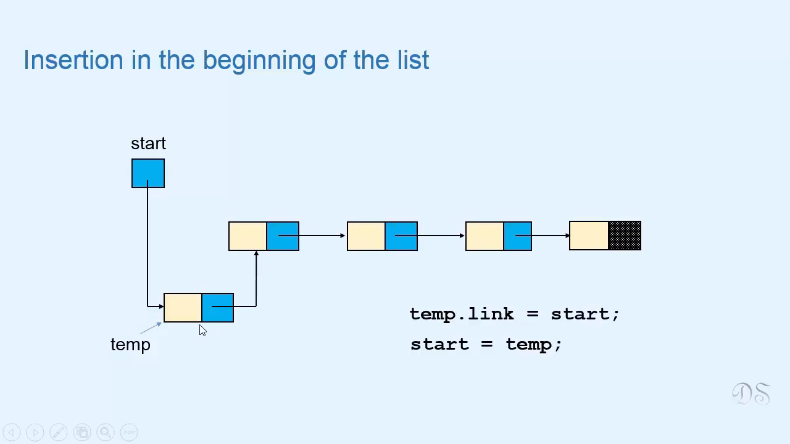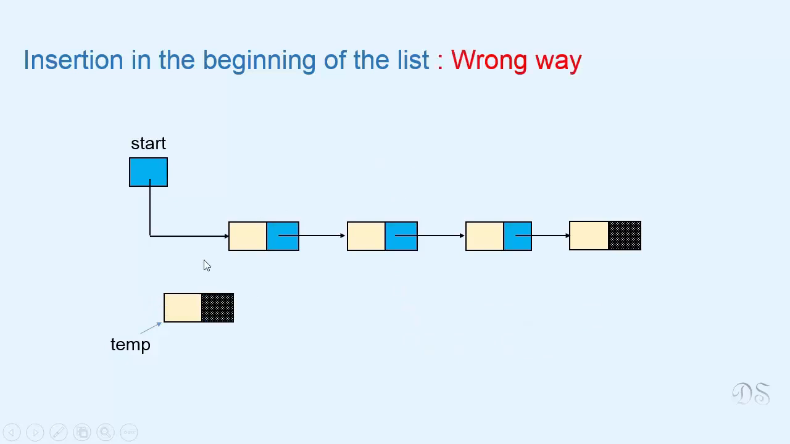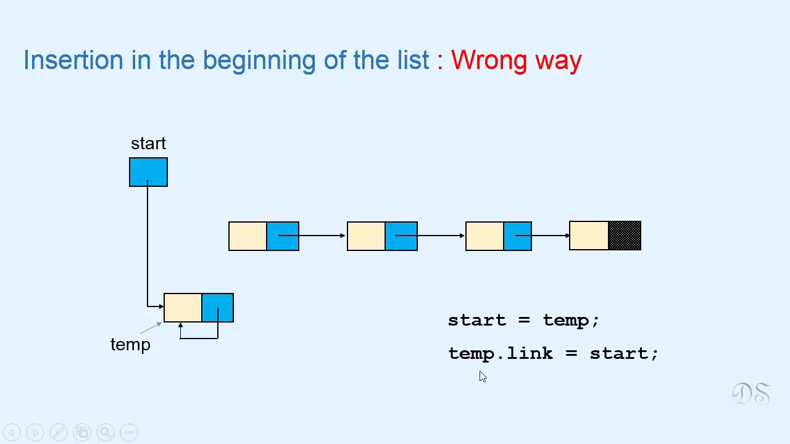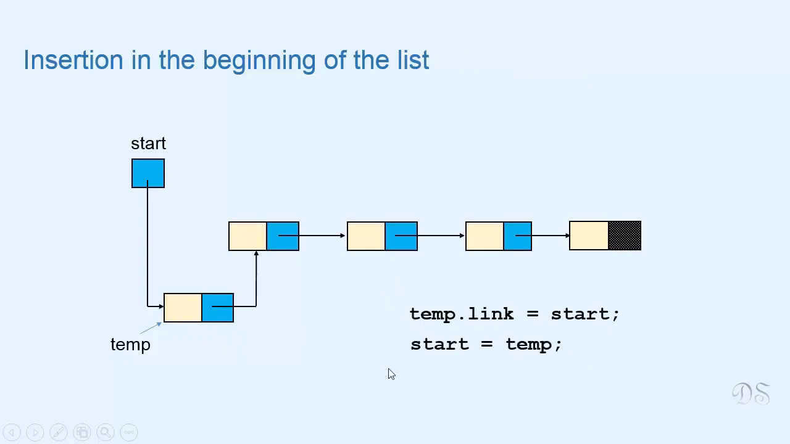Now the order of these two statements is important. Let's see what happens if we change their order. Now first we write start is equal to temp. So start refers to this node. Now we can see that the link to this part of the list is broken. And now if we write temp link is equal to start, this node will refer to itself. And whenever we process the linked list, we'll be stuck in an infinite loop. So this is the correct way of inserting a new node in the beginning of the list.